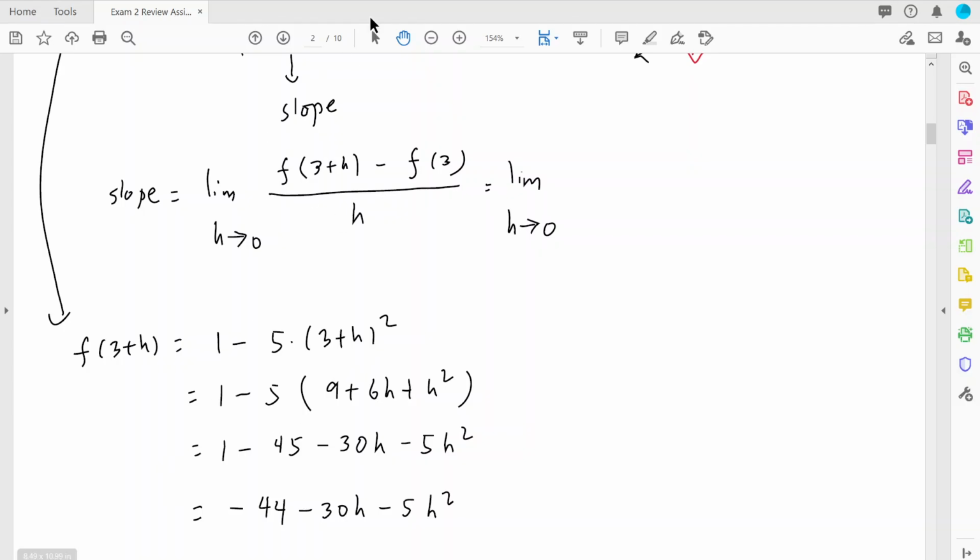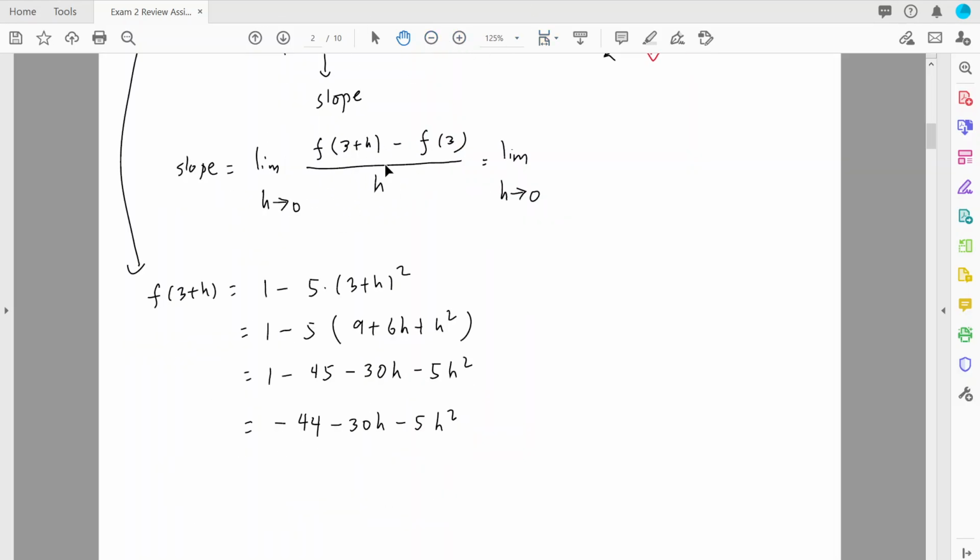So remember, whenever we try to find this limit, always the goal would be to cancel out this h from the denominator so that we can plug h equal to 0 in the rest of the expression. So that would be the goal. Okay, so here f of 3 plus h is negative 44 minus 30h minus 5h squared.